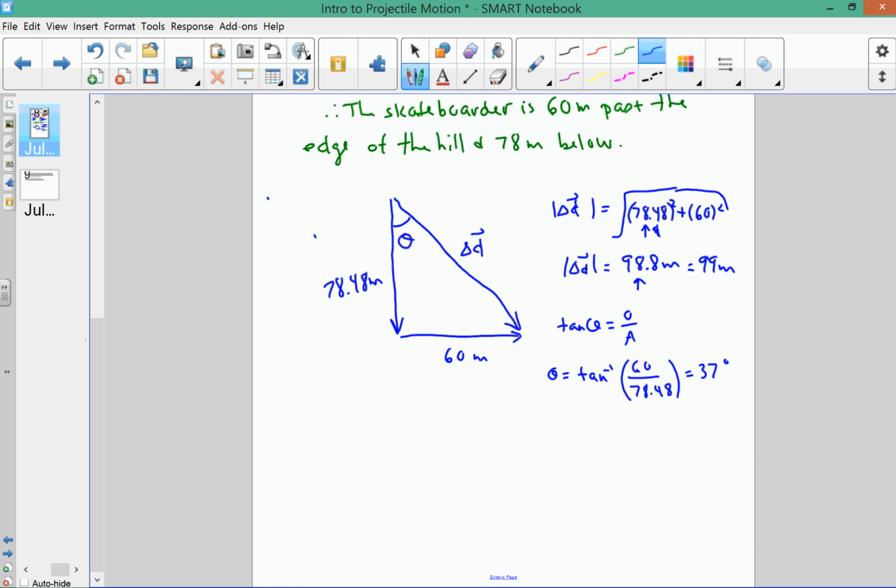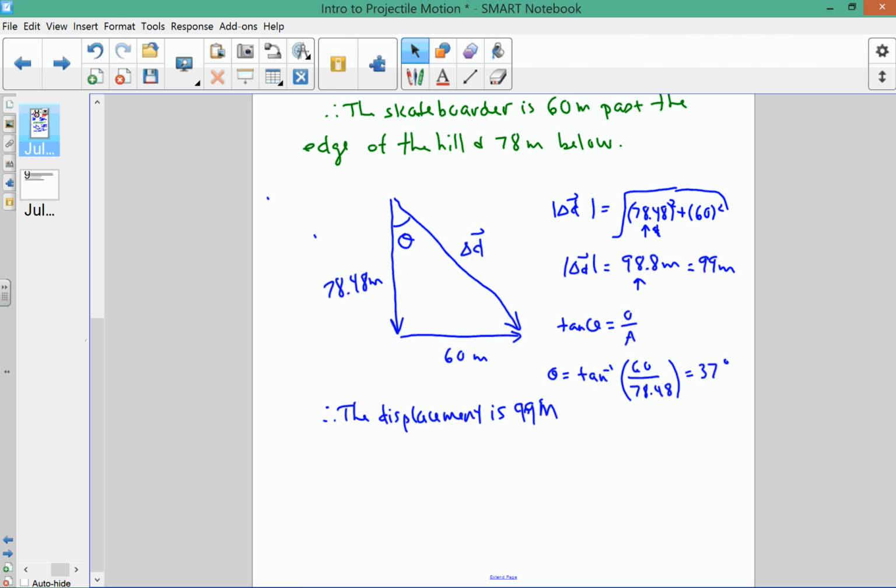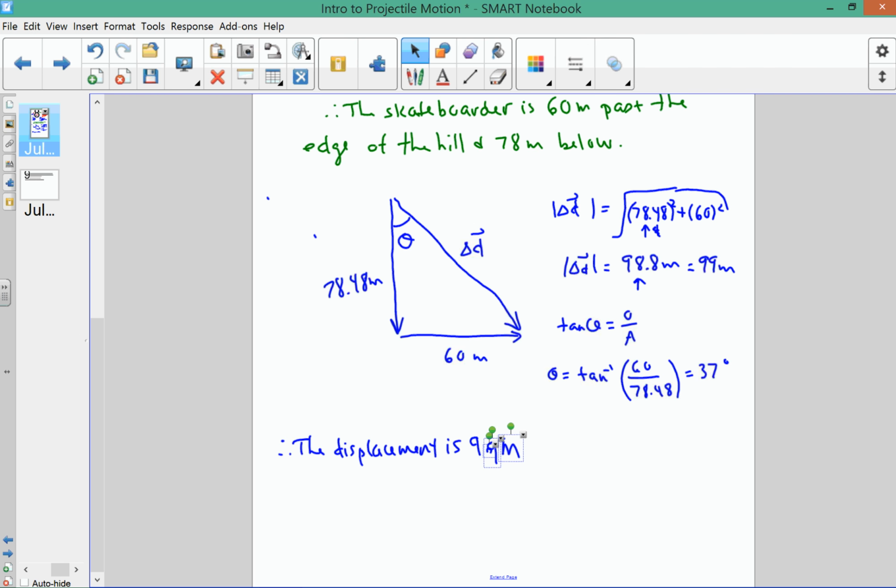So now I just have to describe the displacement and the orientation. So therefore, the displacement is 99 meters. Oh, stay put. 99 meters. And here's how I'm going to describe it, just move this to where I started with. Okay, 99 meters. And now I got to describe the orientation.